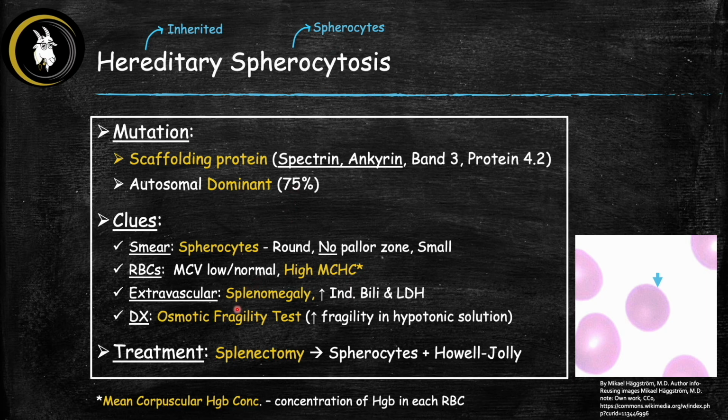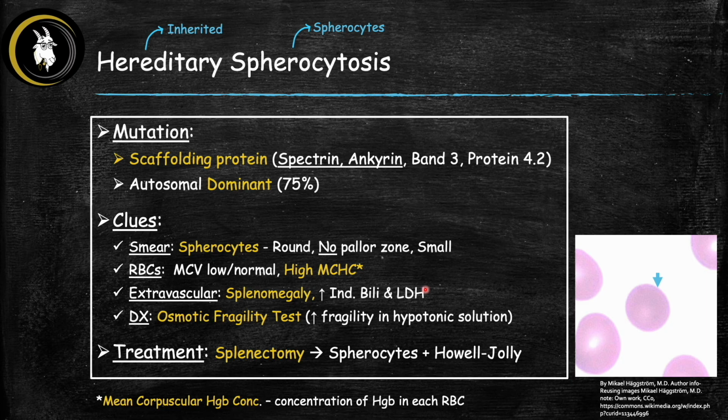Now, the next important clue is that the hemolysis in hereditary spherocytosis is extravascular only. So the main clinical feature here is going to be splenomegaly, because that's where the hemolysis is taking place in the spleen. And labs are going to show the high indirect bilirubin and LDH that we expect to see in hemolysis.